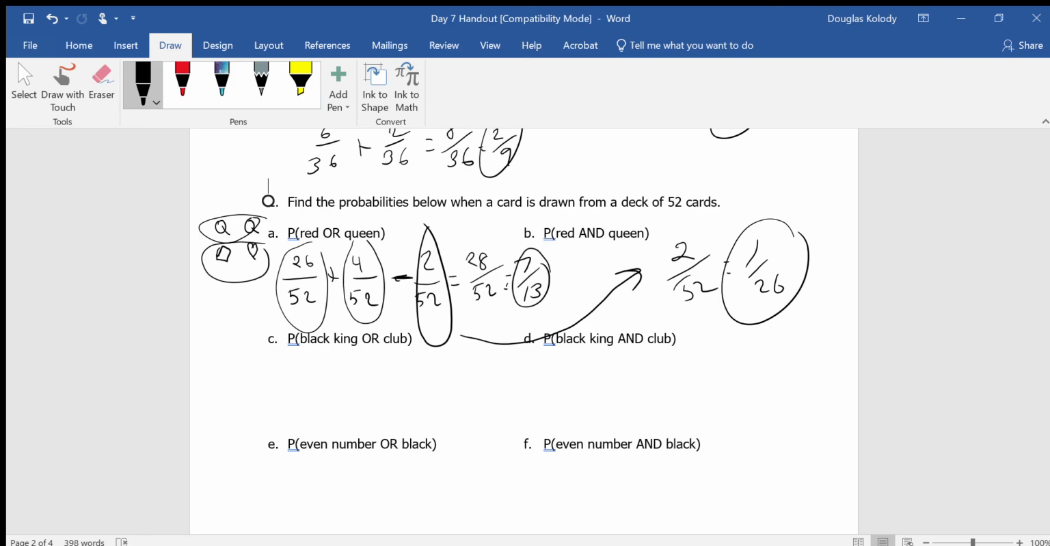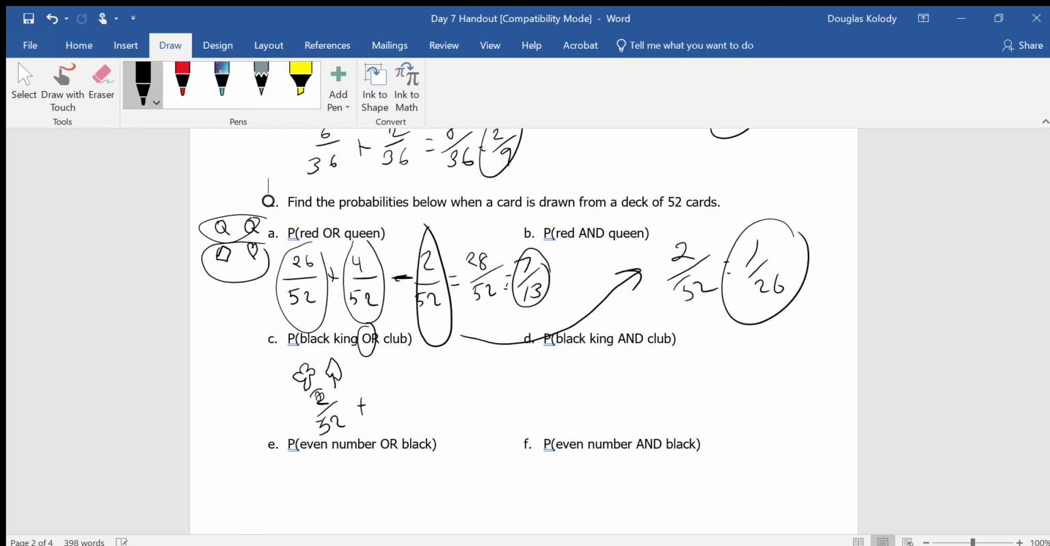A black king, or a club. Okay, so how many black kings are in a deck of cards? There's the king of clubs, and there's the king of spades. All right, and then, or a club. So there's 2 black kings, 2 out of 52. Or means plus. Or always tells you to add.